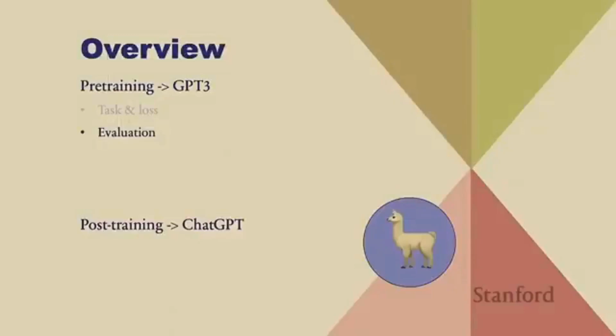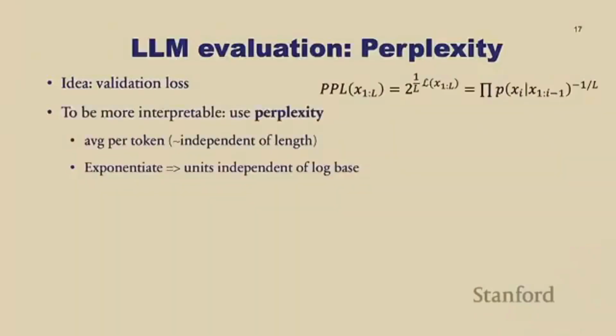Great. So we talked about the task, the loss, the tokenizer. Let's talk a little bit about evaluation. The way that LLMs are usually evaluated is using what we call perplexity. At a high level, it's basically just your validation loss. The slight difference is that we use something slightly more interpretable: we take the average per token loss, and then you exponentiate it.